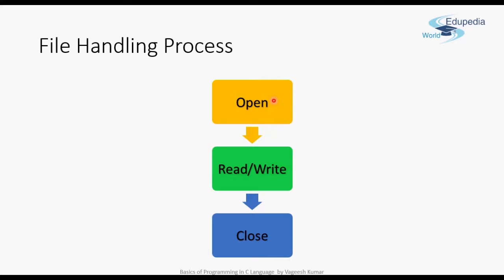Now what is the path of the file? The path of the file mentions the exact drive, that is your C drive or D drive, whichever partition of the hard disk your file is on, and then the folder in which that file is contained, and then the name of the file. After opening a file, you can either read from the file or write into the file.